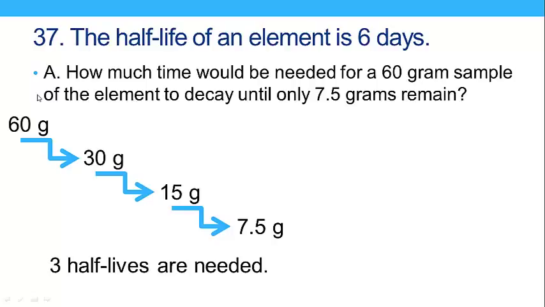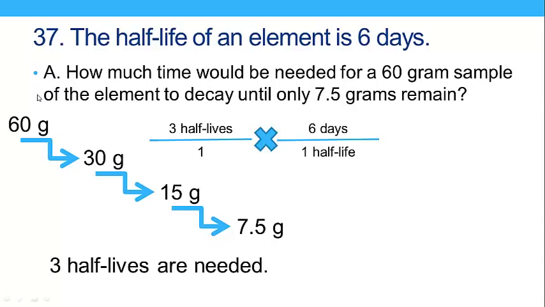The question asks how much time would be needed. So we need to convert our 3 half-lives, putting half-life on the bottom to cancel, into days. So half-life cancels half-life, and we end up with 18 days necessary for the 60 grams to decay to 7.5 grams.